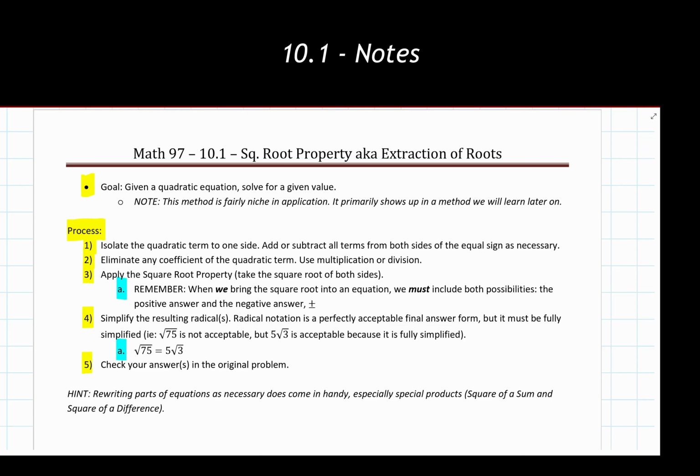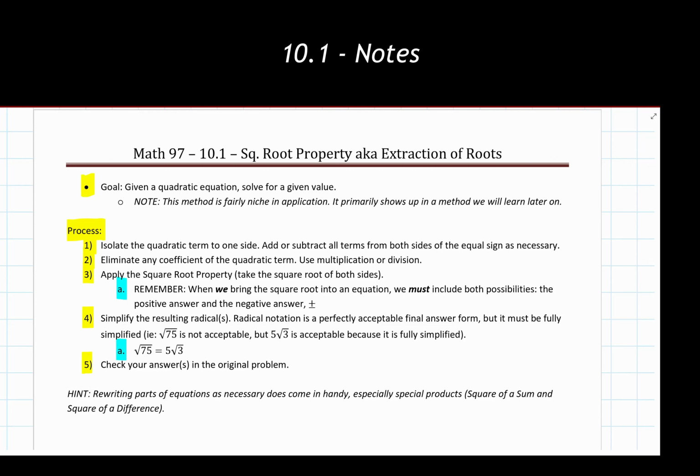So the first step in our process is to isolate the quadratic term to one side. This is where we're looking for an x squared or an n squared or z squared, something like that. We're trying to get that all by itself. To make this happen, we are going to be adding or subtracting terms from both sides of the equal sign as necessary. More often than not, we're going to have to add or subtract one thing, add or subtract something else, and then we'll eventually get to that point.